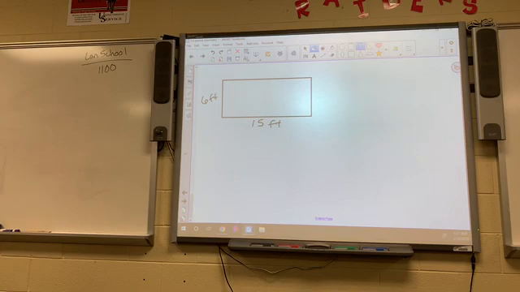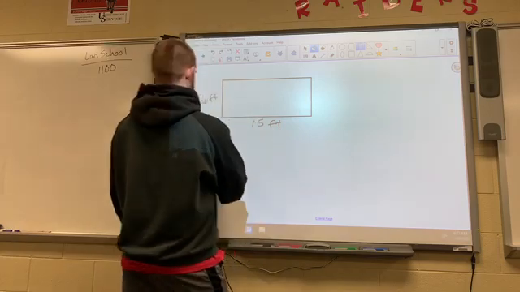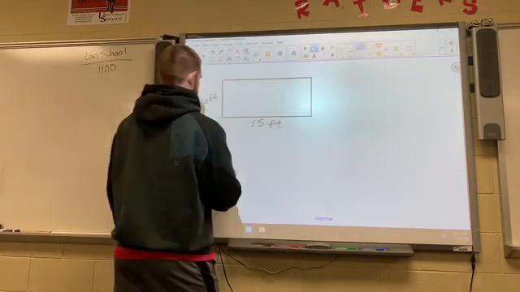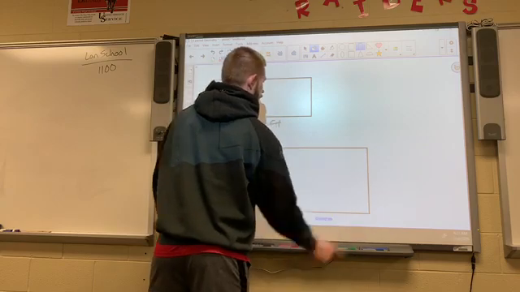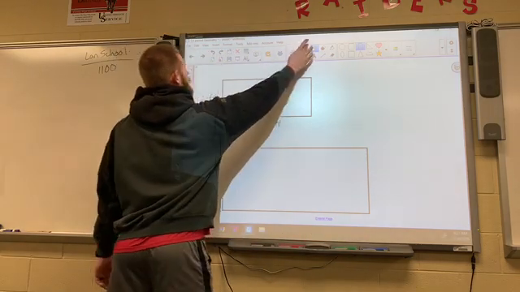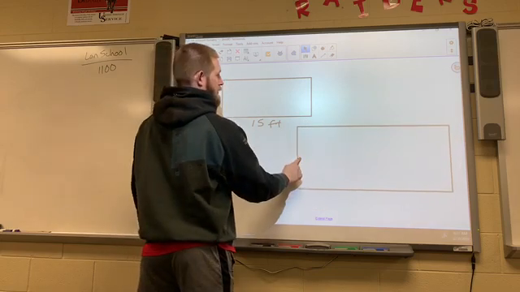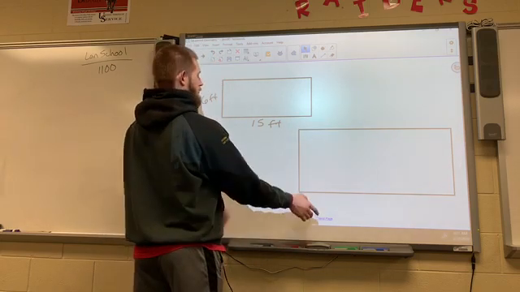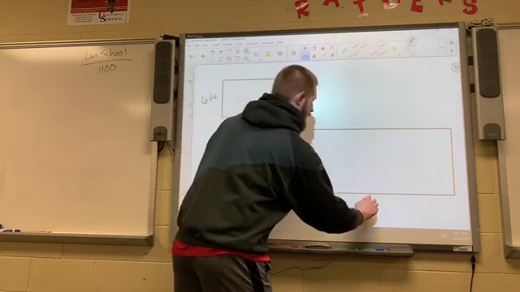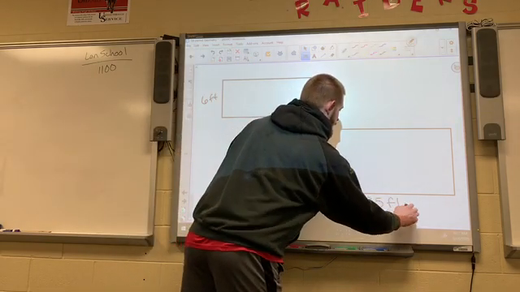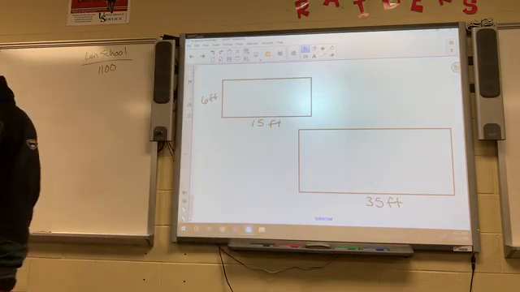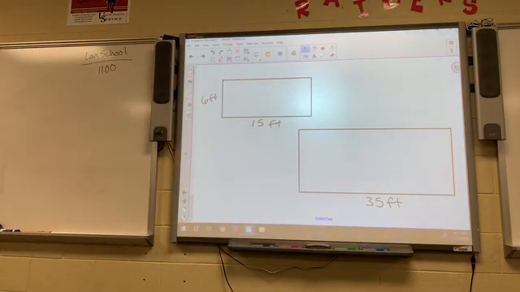The new garden will be similar to the original one, but will have a length of 35 feet. Okay, so I have a similar garden, probably going to be bigger than that, but it's going to have a length of 35 feet instead of 15. Okay? The question is, find the perimeter of the original garden and the enlarged garden.